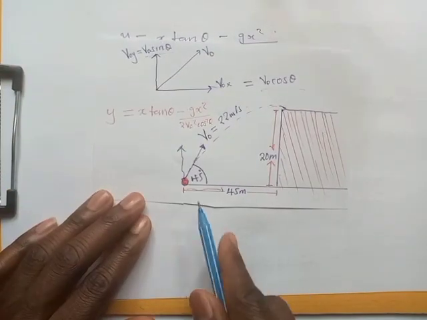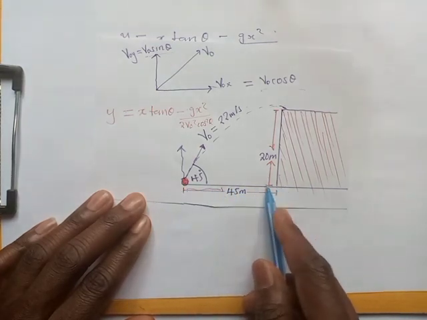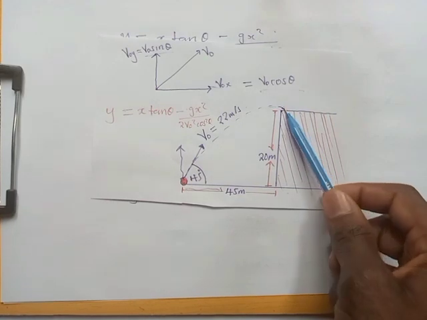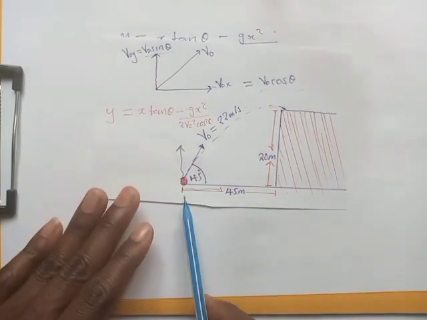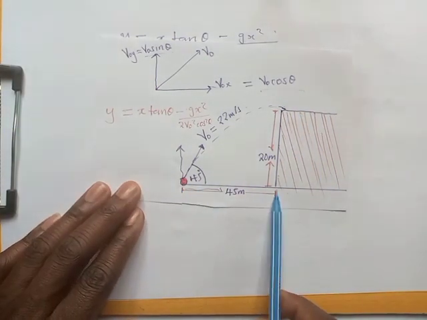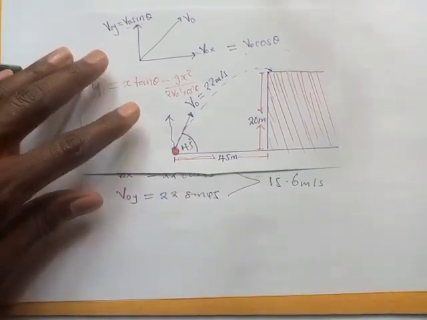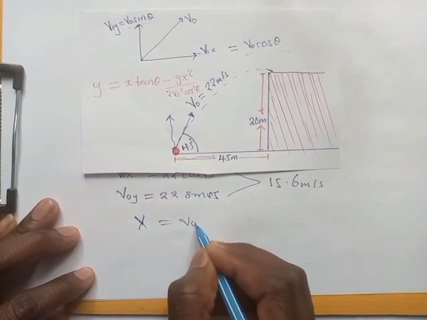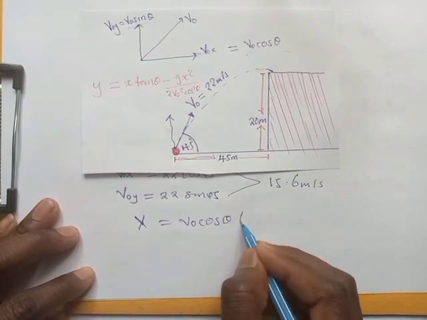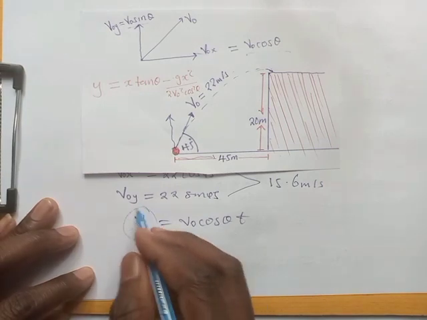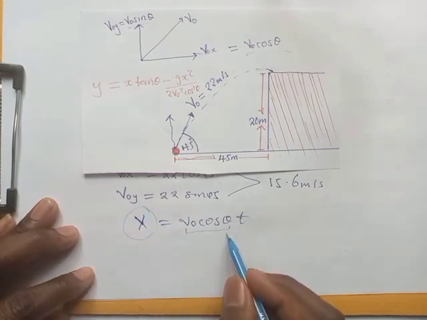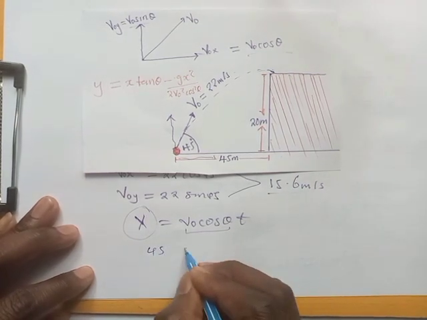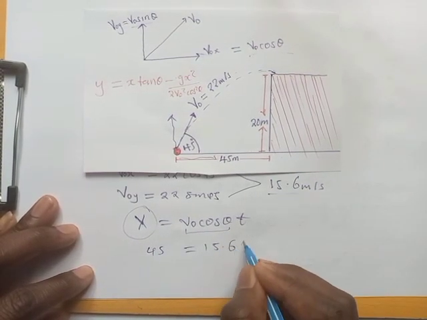Like I said, if you have the horizontal range, the distance in the x-axis, for you to easily find the time once it reaches this given point, you have to take this distance and use it to find the time with this equation, which is x equals v initial cos theta t. So we have this one, which is 45, and this part has already been found. For me to find the time, I'll just say 45 equals 15.6 t.